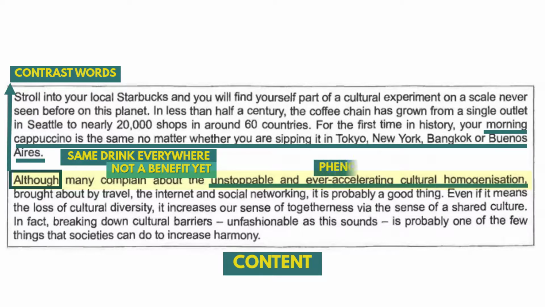Next, many may complain about unstoppable and ever-accelerating cultural homogenization, which is what I mentioned earlier as a disadvantage. But in this case, it's considered a phenomenon, not a disadvantage yet, because they did not talk more about the details. It's brought on by travel, the internet and social networking. It's probably a good thing. I'll ignore this part because it's ambiguous.